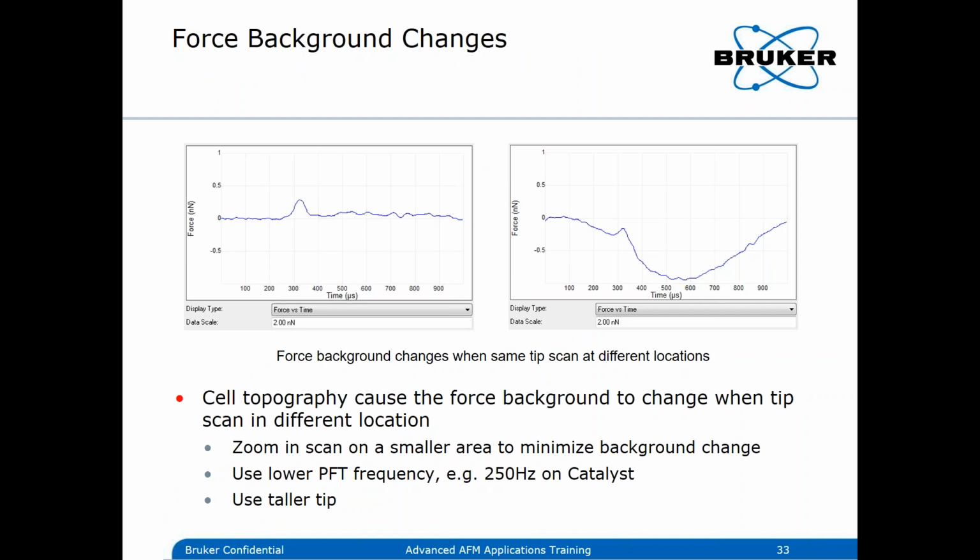What you could do for a better image is scan a smaller area to minimize this change. You can use a lower frequency, for instance, 250 hertz on the Catalyst. Usually we would have something like 1 kilohertz, but nowadays all systems with the latest software can go down to 250 or even 125 hertz. Or you can use a taller tip, so you have a taller height of the whole thing, so that it's not interfering with the pyramid any longer.